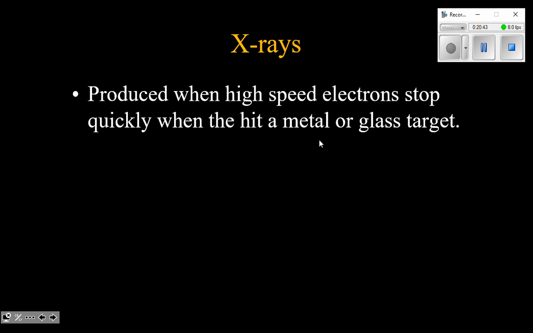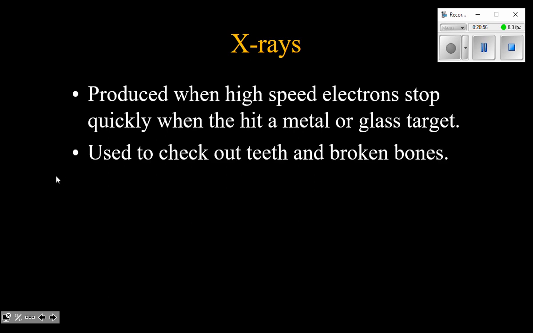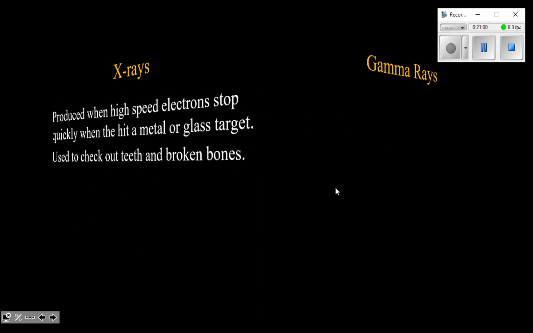So in the old days, in the old CRT TVs that we used to have, the ones with the big long tube in the back, not the flat screens, parents used to say, don't sit so close to the TV, you're going to get X-rays. It really did give off X-rays, not very much, though. X-rays are used to check out our teeth, broken bones, things like that.